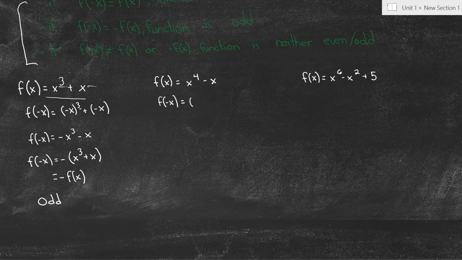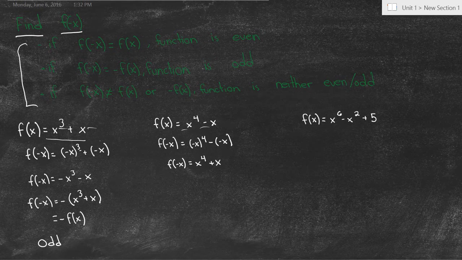Now we've got negative x raised to the fourth minus a negative x. So what are we going to get now? We're going to get f of negative x equals, let's think about the sign. When a negative number is raised to an even power, such as 4, it becomes positive. So we're going to be left with x to the fourth. Then we're going to be left with minus a negative x, which is the same as plus x. So we've gone from one positive and one negative to positive, positive.